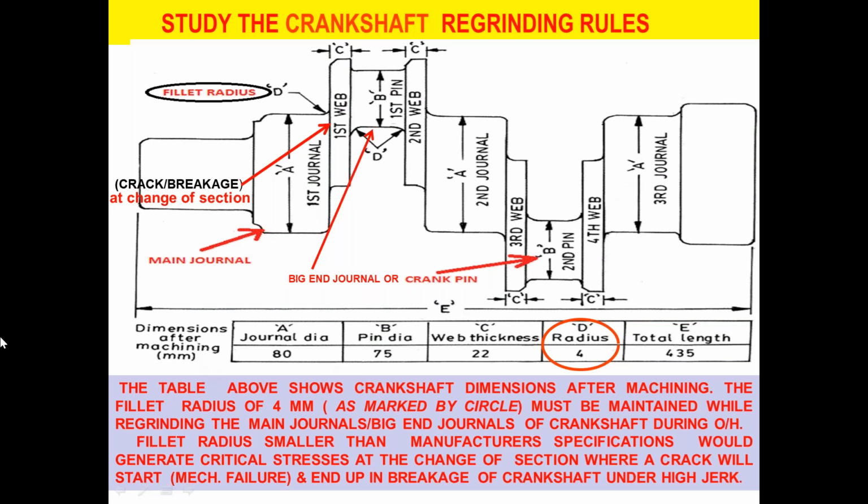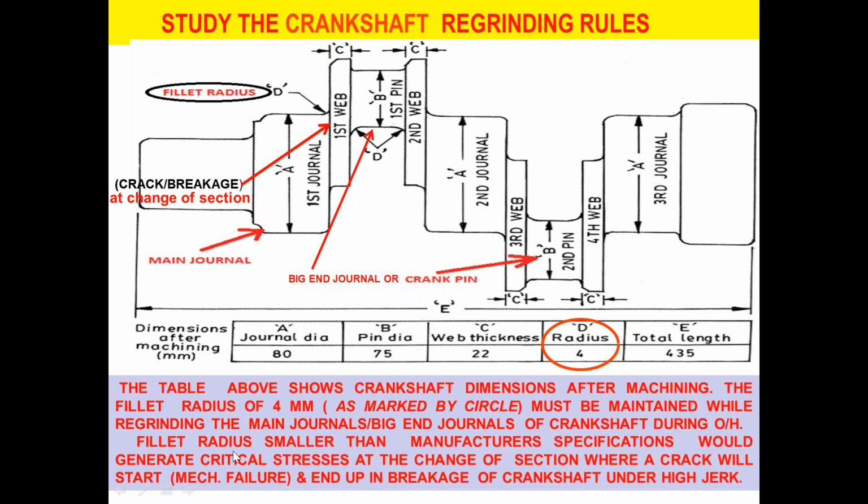Here is the dimension, as specified by the manufacturer, that is how much dimension you are to keep. So the table above shows crankshaft dimensions after machining, the fillet radius of 4 mm as marked by the circle. They have said that D should be 4 mm. It must be maintained while regrinding the main journal and big end journals of the crankshaft during overhauling.